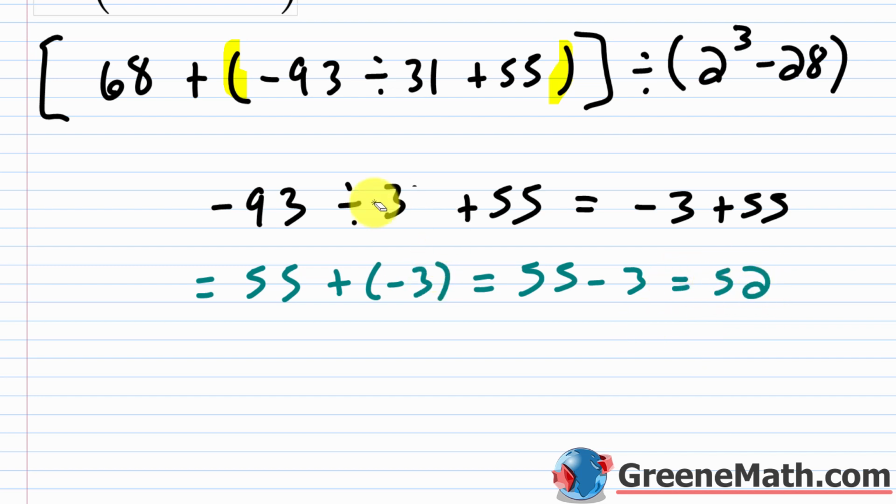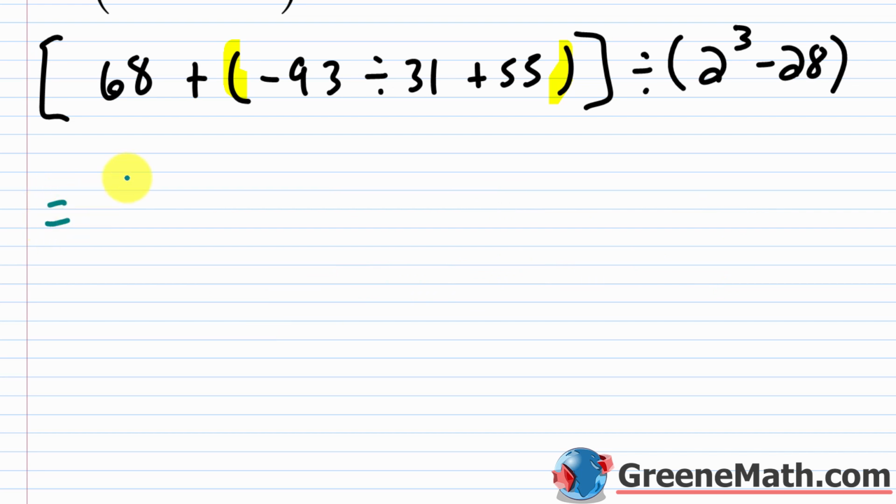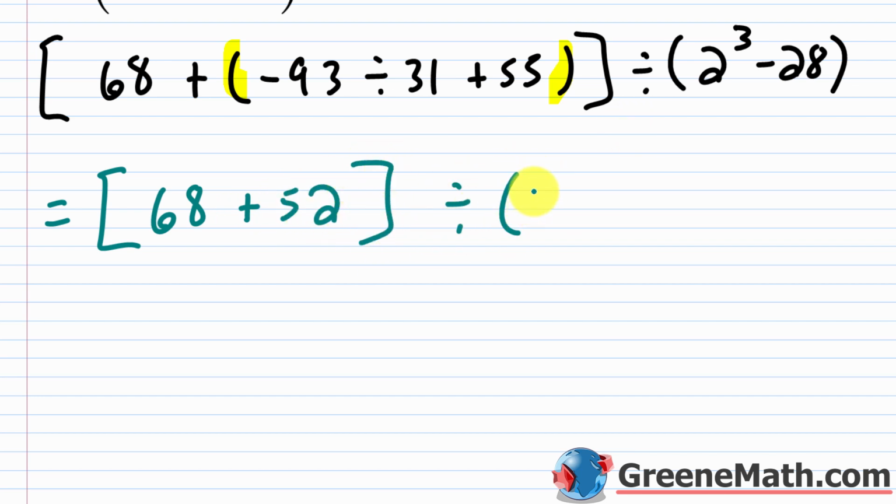So let's get rid of this, and let's say this equals, inside of brackets, 68 plus 52, and we'll close that down, and it's divided by, again, in the parentheses, we have 2 cubed minus 28. Okay, let's wrap things up by doing this addition here. I think it's probably something you could do in your head, but there is some carrying there, so maybe you want to write it out.